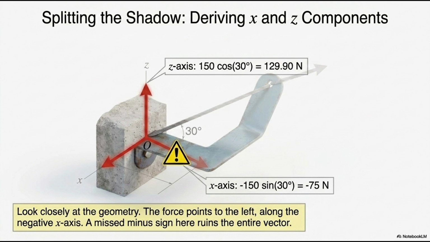Now that we know this shadow component is exactly 150 newtons, look at how it acts inside the xz plane. It forms another 30-degree angle, this time measured from the z-axis. We can now split this 150 newton force into our final x and z directions. The x component requires another sine operation, yielding a negative value because the vector points to the left, along the negative x-axis. The z component uses the cosine function.